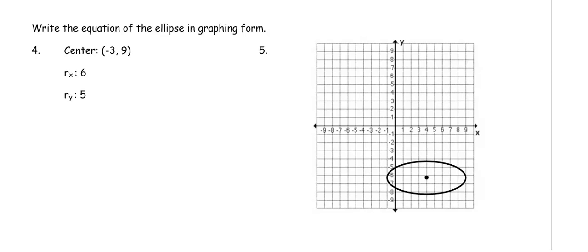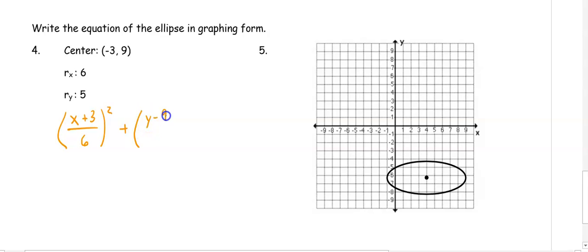Now in these ones, we're going to go the other direction. So we already have the information we want to write the equation. So the center is at (-3, 9). The x radius is 6 and the y radius is 5. So we'd have parentheses x minus the x coordinate. Well, the x coordinate's -3, so that's going to become +3 over the x radius, which is 6, squared, plus y minus the y coordinate, which is 9, over the y radius squared equals 1.